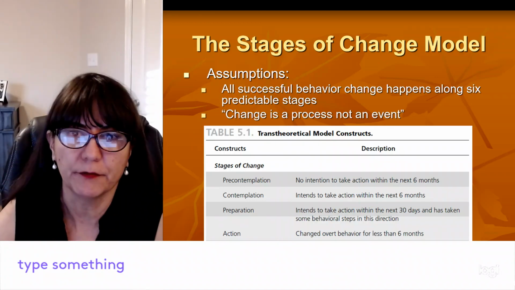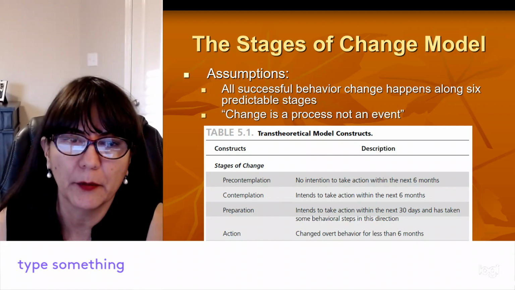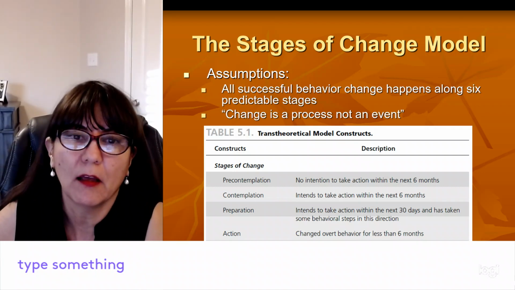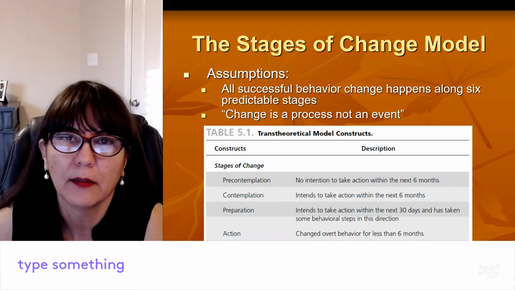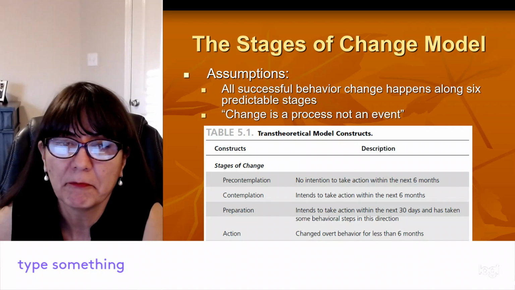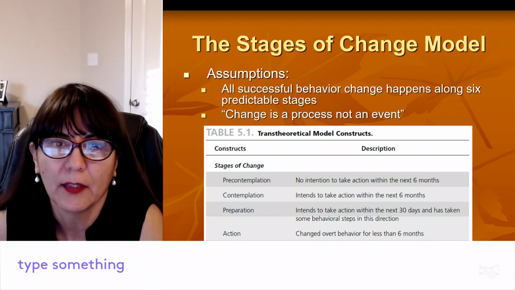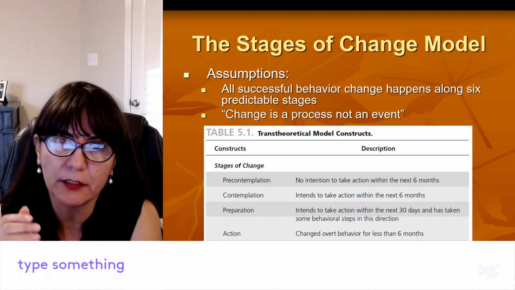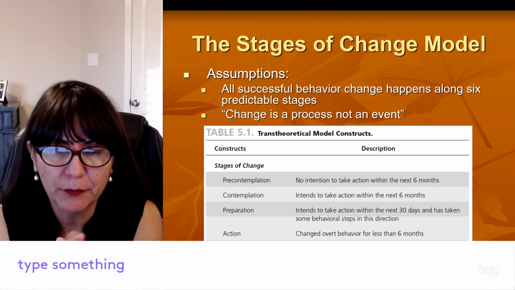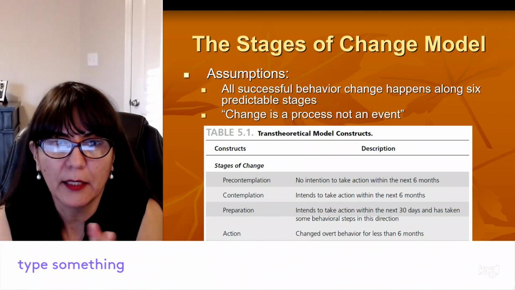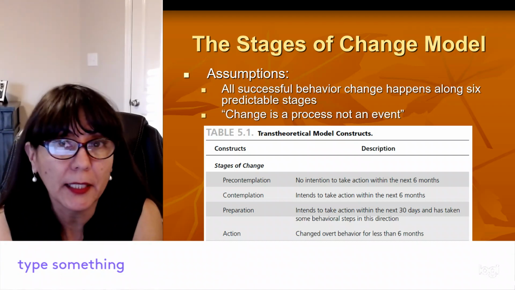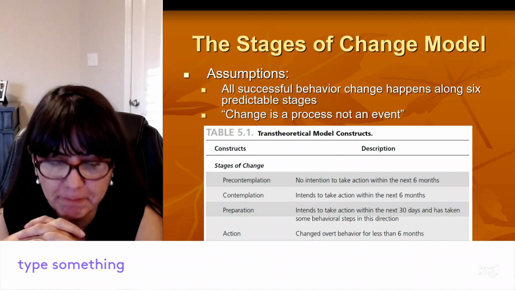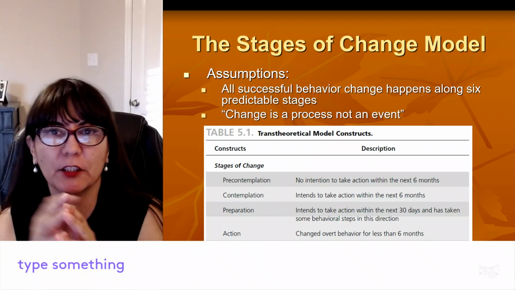So let's start with the stages of change. Here we have certain assumptions. One is that all successful behavior change happens along 6 predictable stages. Change is a process, not an event. So think of change as a process, and that's why we have all these different stages as we move toward behavior change. The 6 stages in the stages of change model include pre-contemplation, which refers to no intention to take action within 6 months. The person's not even thinking about changing.